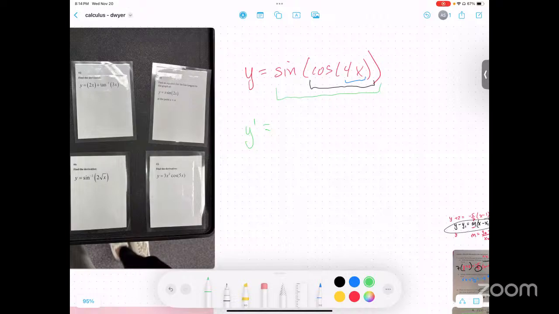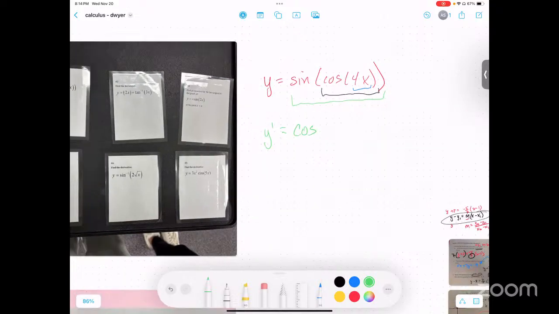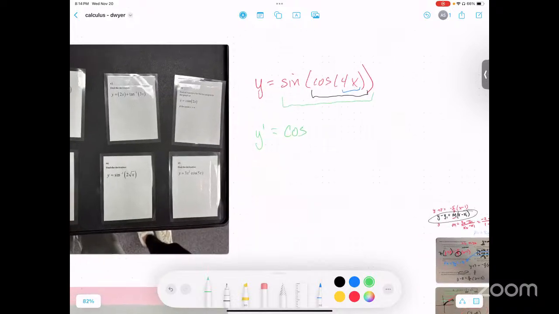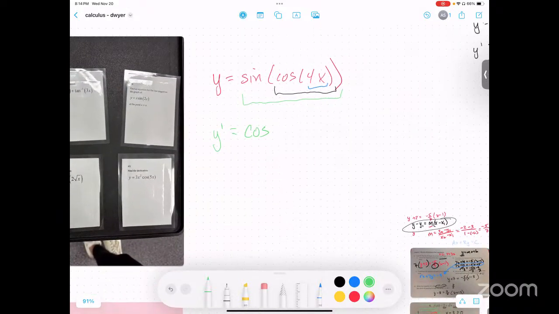So y prime equals the derivative of the outermost function, which is the sine, right? So what's the derivative of sine? Wait, I'm sorry, what question are we doing right now? We're doing number one, but I rewrote it to the right. Can you see it there? Yeah. So the derivative of sine, the outermost function, is the cosine, and then you leave the innermost function unchanged, so it's cosine of 4x. And then you multiply that by the derivative of the innermost function, which is the black one that I underlined. So what's the derivative of the cosine?